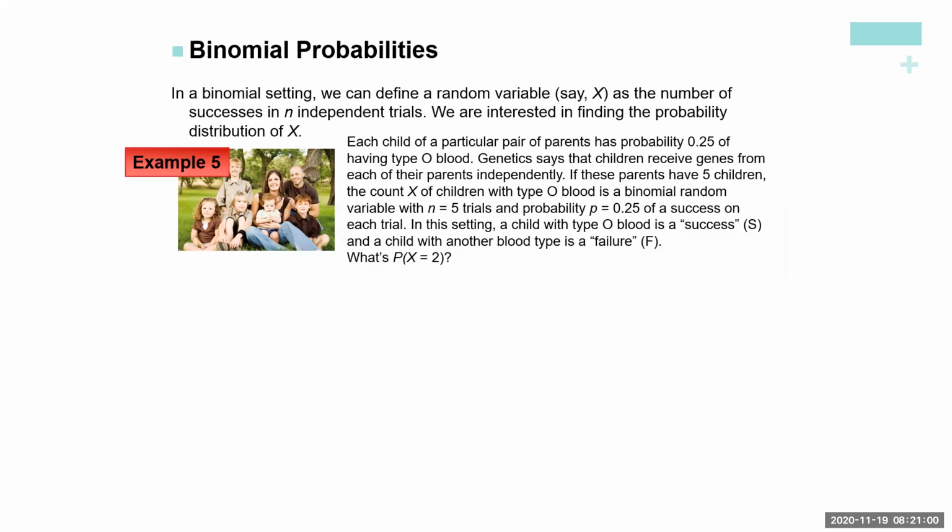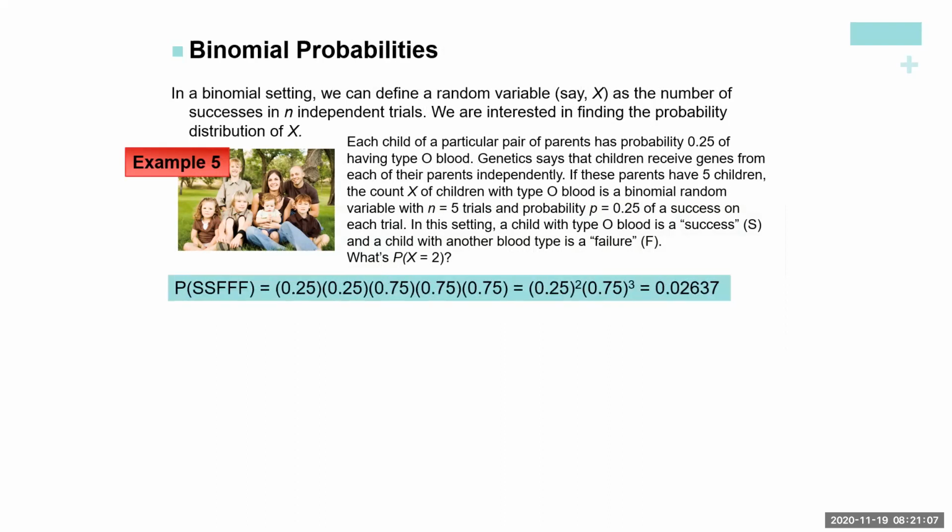So we're going to find the probability that X equals 2, or that we have 2 children with type O blood. If we look at one possibility, the first 2 being a success, 2 type O children, then I have 3 non-type O children. Well, the probability of type O is 0.25 for the first. Probability of success on the second one, type O, is 0.25. Again, the next 3 are not type O, so that would be a probability of 0.75. If we multiply that out, we get 0.026, or about 2.6%.